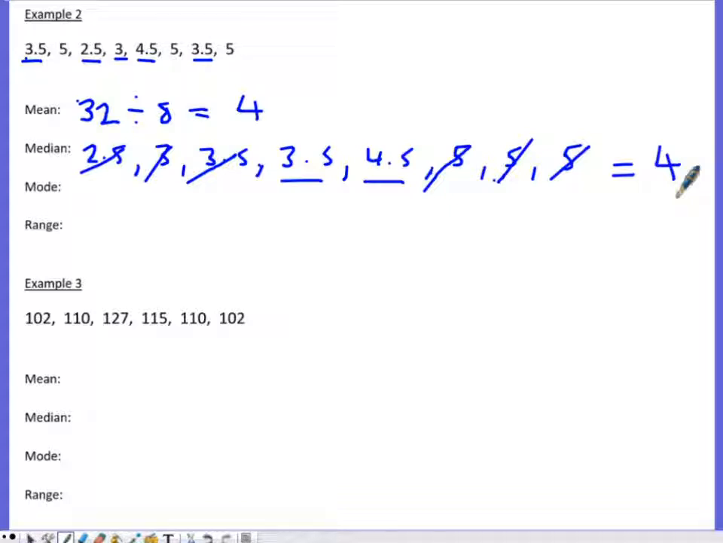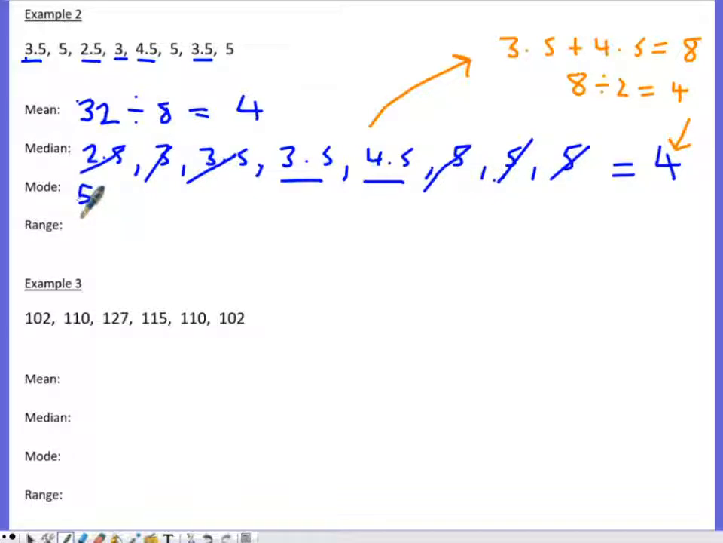If you're not sure how to work that out, what you can do is add the 2 numbers together and divide by 2. So if I did that, 3.5 plus 4.5 is 8, and then 8 divided by 2 gives you 4, which is how I got that. The mode is the number that occurs the most, which is 5, and the range is the highest, take away the lowest, which is 2.5.